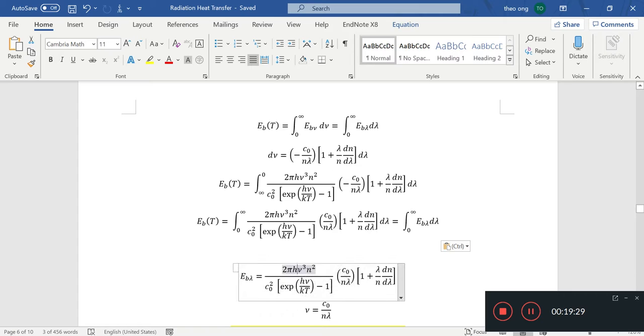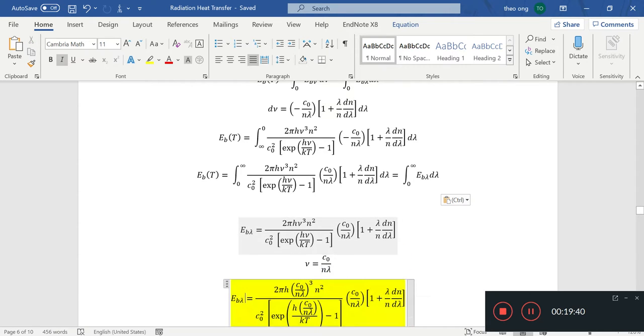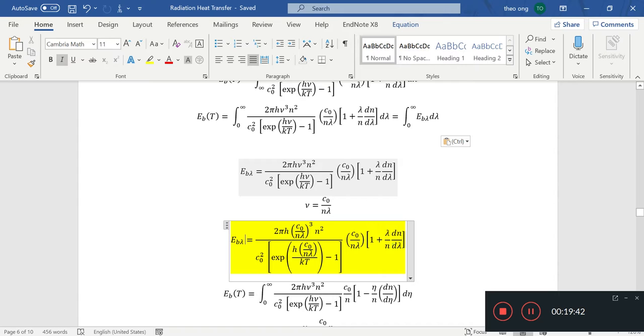But you can see it's still in terms of frequency, so we can just do a simple change of equation to substitute all of this in here. Therefore, E_b lambda is this expression you see highlighted in yellow here. Alright. So how do we get the expression for that? It is based on this, the spectral emissive power for blackbody.